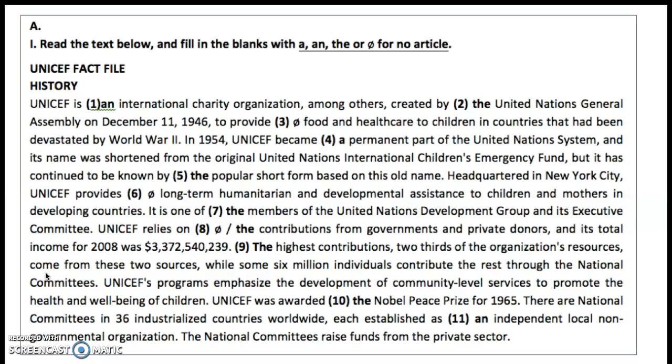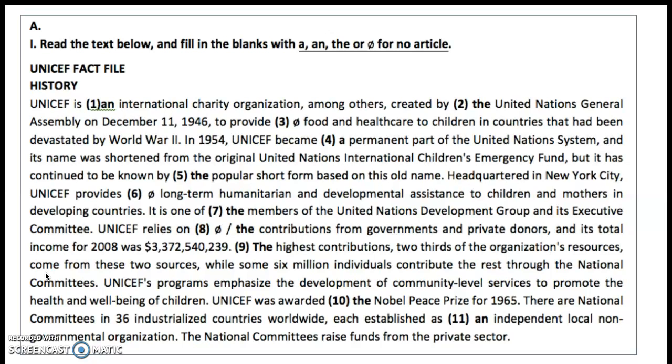Part A, Section 1. In this part, you are asked about the articles, so you should look for nouns or noun phrases and determine if they are singular, plural, countable, uncountable, proper or general nouns. Let's start.